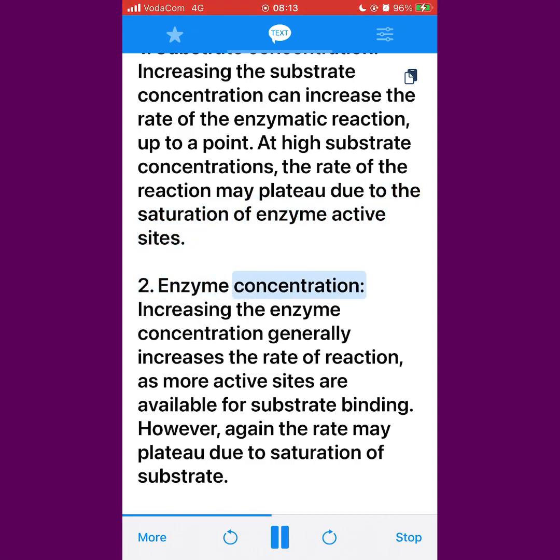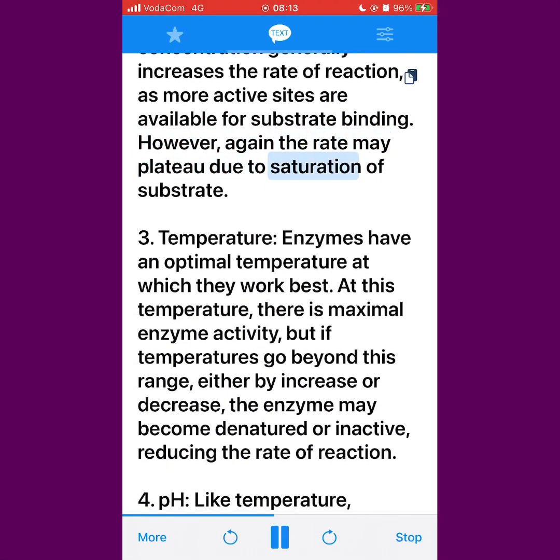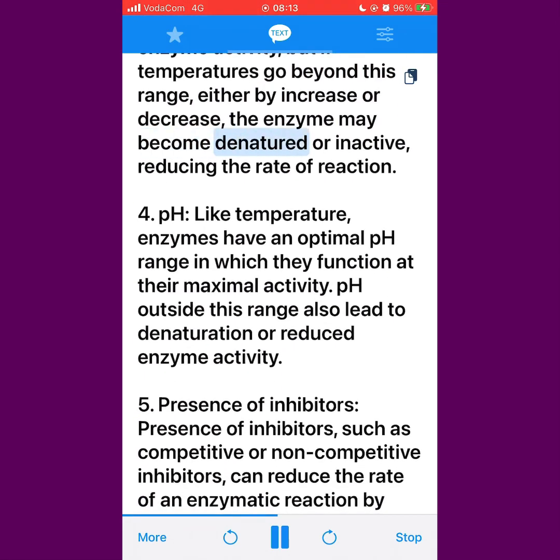2. Enzyme concentration. Increasing the enzyme concentration generally increases the rate of reaction, as more active sites are available for substrate binding. However, again the rate may plateau due to saturation of substrate. 3. Temperature. Enzymes have an optimal temperature at which they work best. At this temperature, there is maximal enzyme activity, but if temperatures go beyond this range, either by increase or decrease, the enzyme may become denatured or inactive, reducing the rate of reaction.